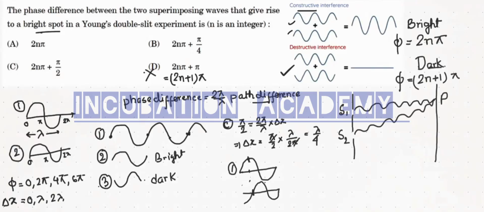Then obviously it will not form the bright band, the bright spot. So C also cancels out. So these are the cases of pi by 2, or the path difference lambda by 4. We can't get the bright image.